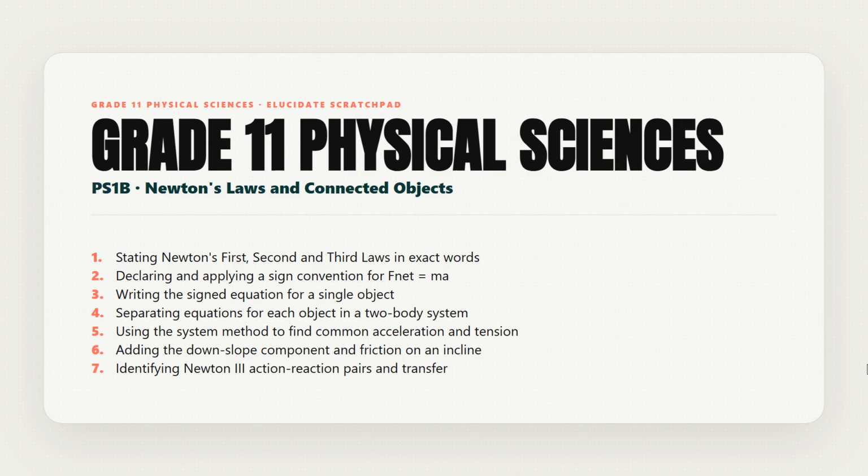In this lesson you will state Newton's first, second and third laws in exact words, declare and apply a sign convention for F net equals ma, write the sign equation for a single object, separate the equations for each object in a two-body system, use the system method to find the common acceleration and the tension, add the downslope component and friction on an incline, and then transfer the method independently.